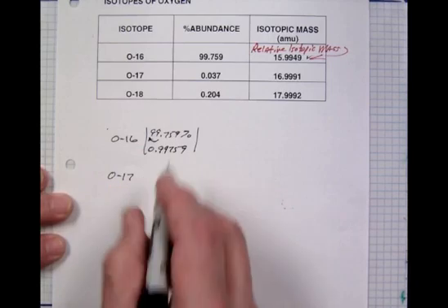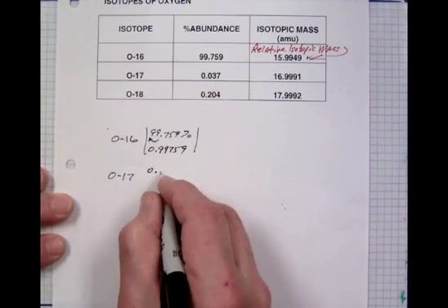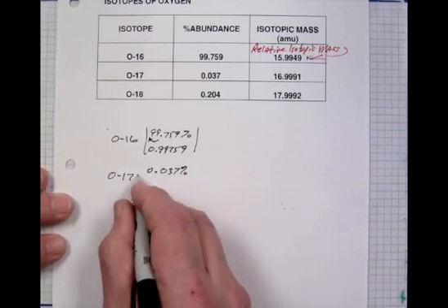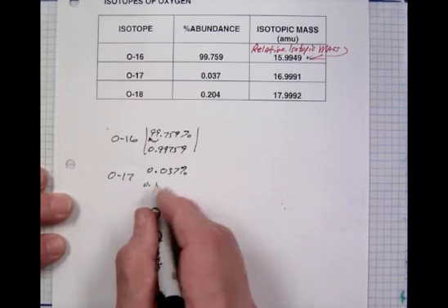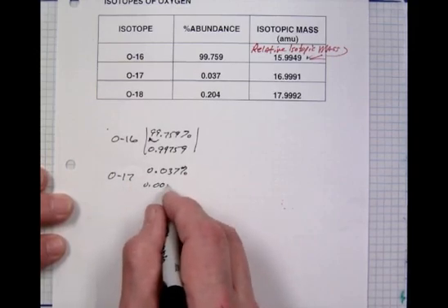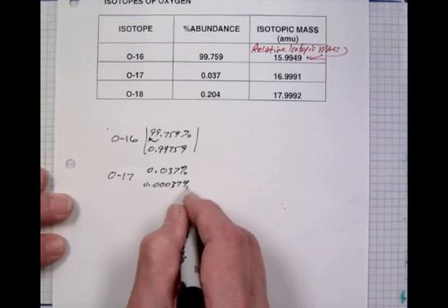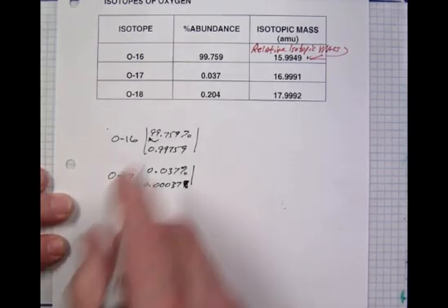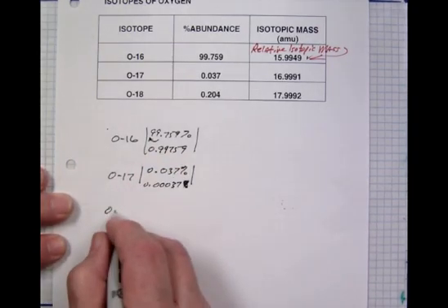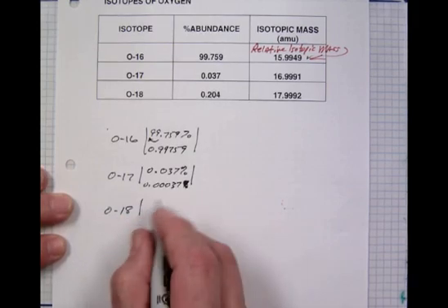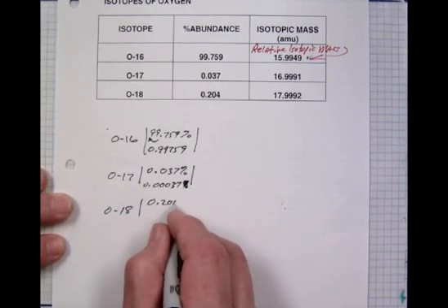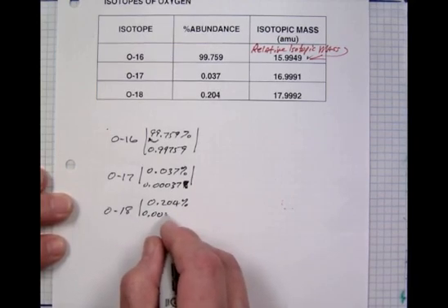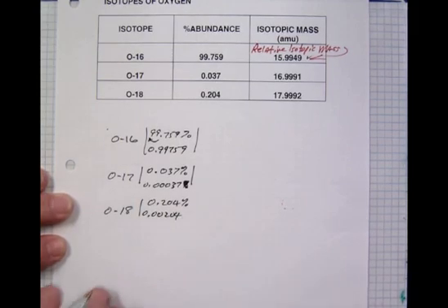Oxygen 17 is 0.037%, which we move the decimal two places to the left, and that'll be 0.00037, not percent, fraction contribution. And oxygen 18 is shown to be 0.204%, and we move over two places, we'll have two zeros, 0.00204 weight fraction.